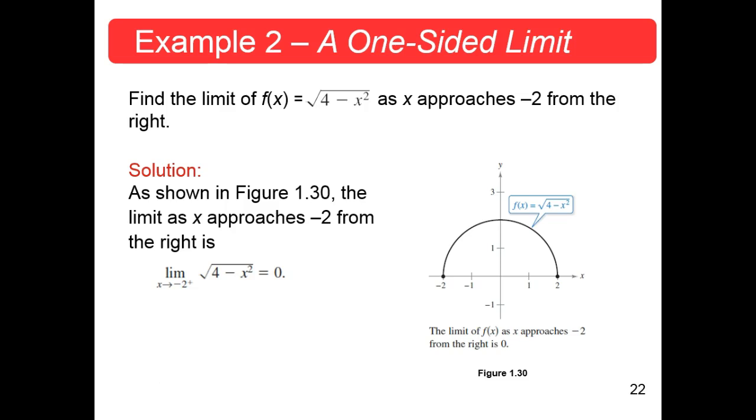As it approaches positive 2 from the left-hand side, that's 0. But it can't be defined here because it doesn't ever exist out there. Sure enough, that's it. The graph sort of helps you see it, but you can do it algebraically. And so as x approaches negative 2 from the right-hand side, the plus side, sure enough, that's 0.